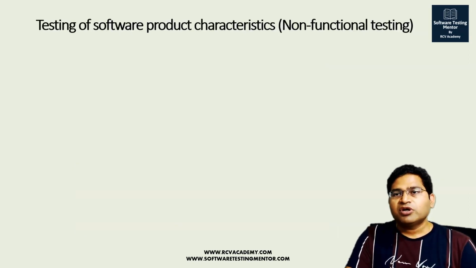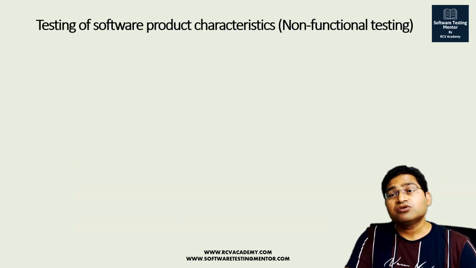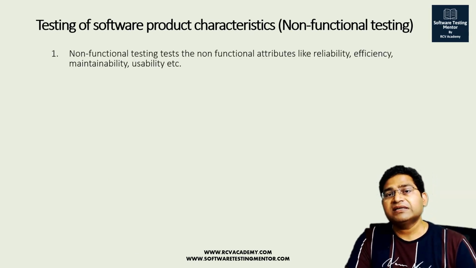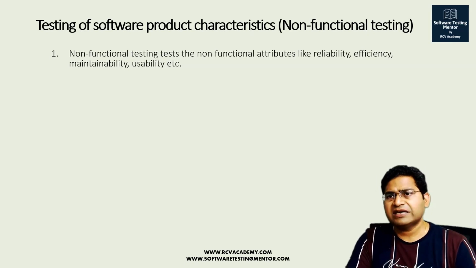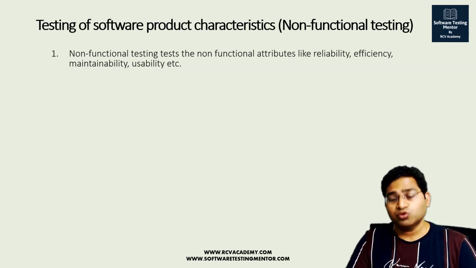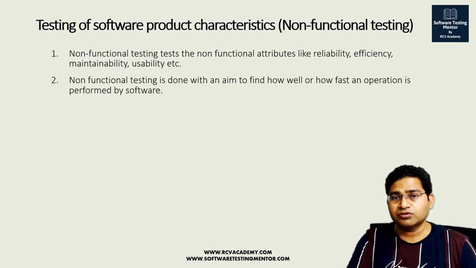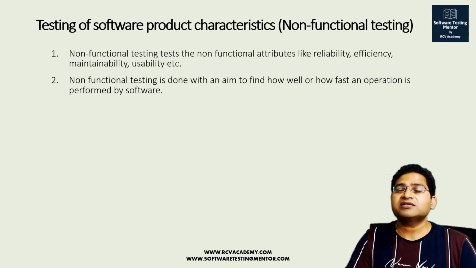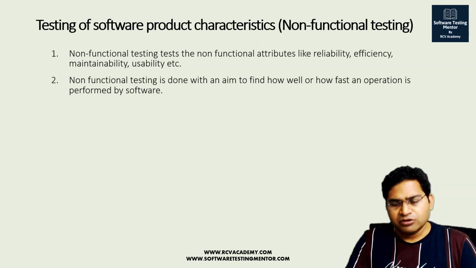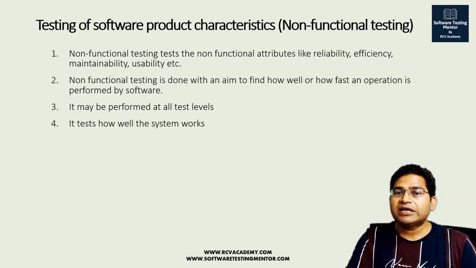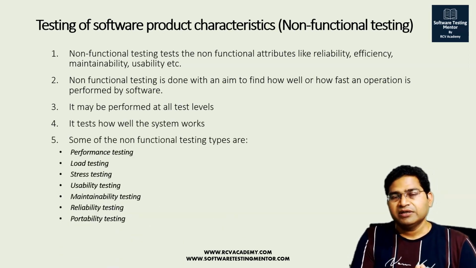Now, testing of software product characteristics, the next one, which is non-functional characteristics, non-functional testing. When we say non-functional testing, it is basically testing the non-functional attributes. For example, reliability, efficiency, maintainability, usability, how usable the software is, how easy it is to use. It is done with the aim to find how well or fast an operation is, how reliable the software is, how robust it is, right? And it can be performed at all the levels, and it tests how well the system works.